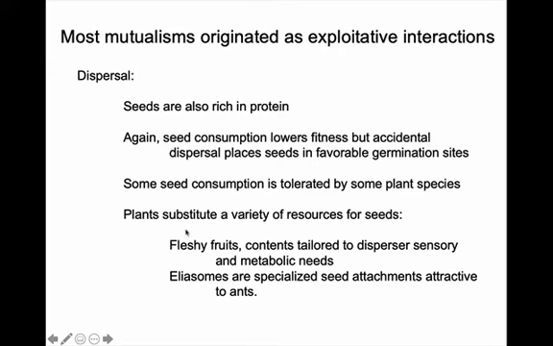But there are other kinds of rewards, like fleshy fruits, which is what, of course, we have exploited when we domesticated apples and peaches and things like that. And for ants, the equivalent is the elaiosome, which is the lipid and protein-rich, oily body that's attached to a seed.